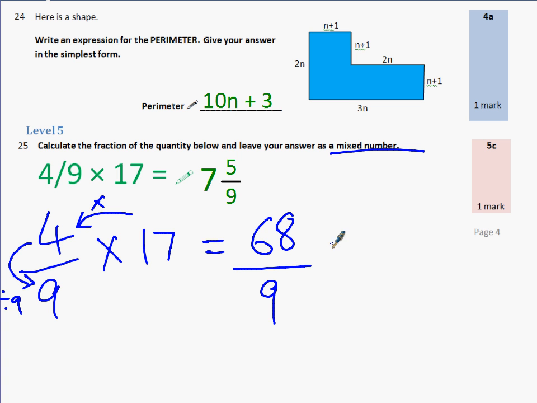So 68 divided by 9, how many whole lots of 9 can we get into 68? We can get in 7 whole lots of 9, and then there would be 5 left over. 7 times 9 is 63, remember? So then there's 5 left over to make it up to 68. So 7 and 5/9.